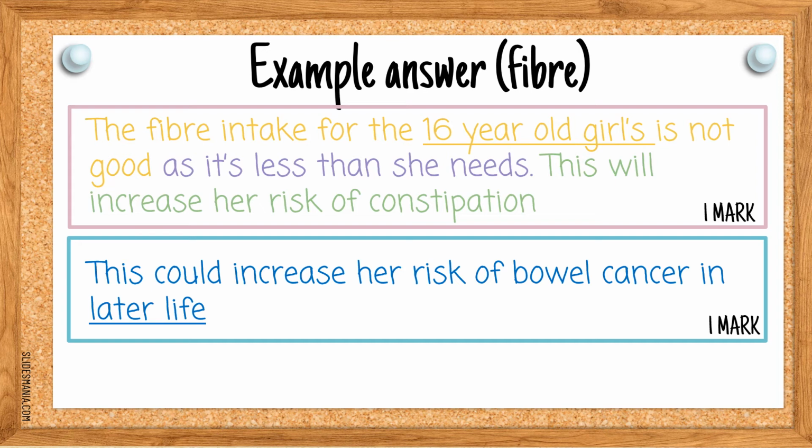So again, we've given a fact, an opinion, and a consequence. We've been specific to the 16-year-old girl, so we've got our 1st mark for fibre. We've then gone on and given a developed consequence for a second mark, stating that this could increase her risk of bowel cancer in later life. So again, being specific by saying it's going to happen in later life.